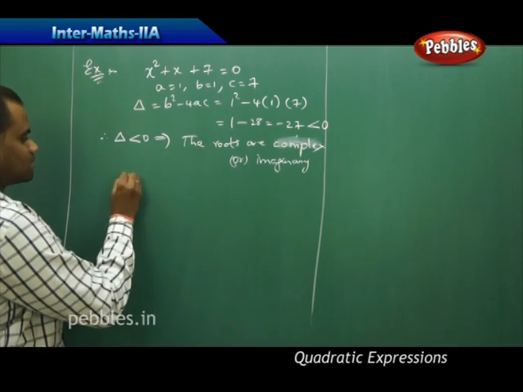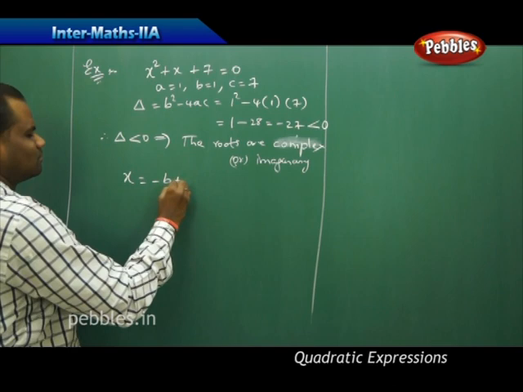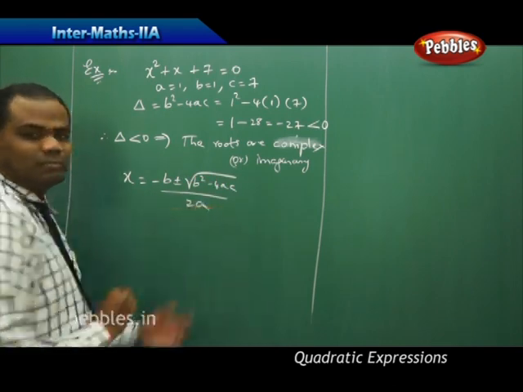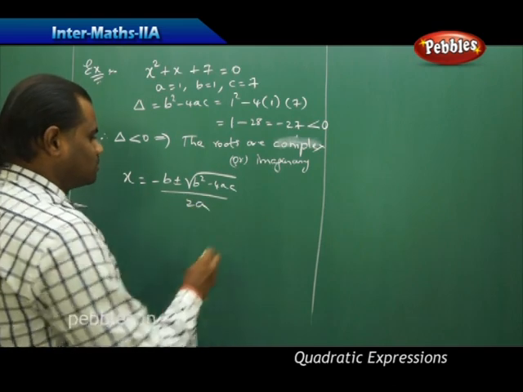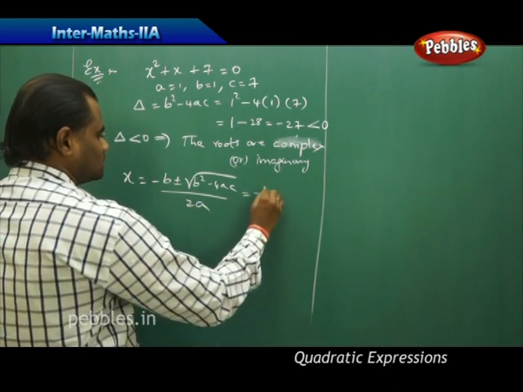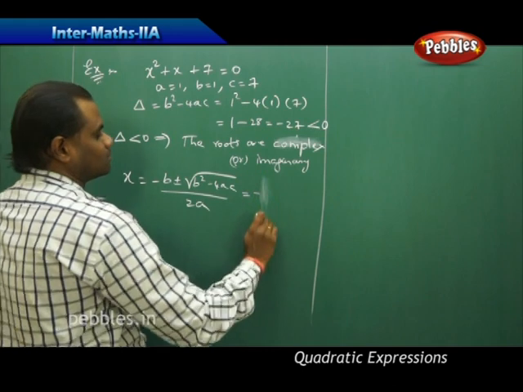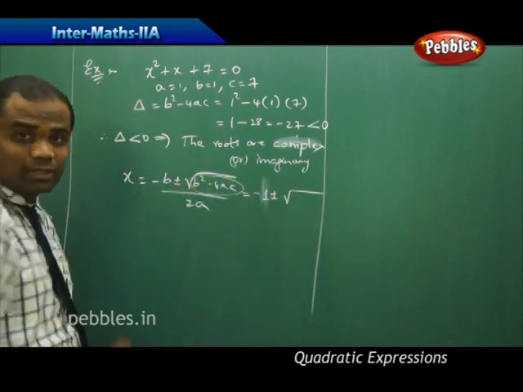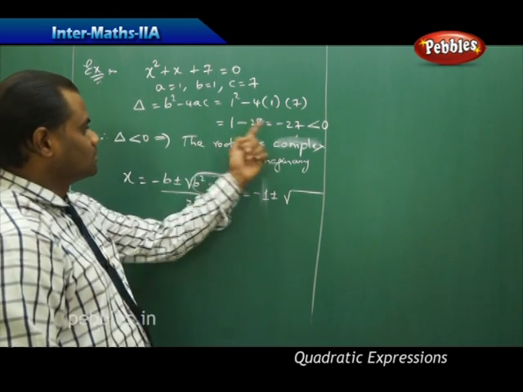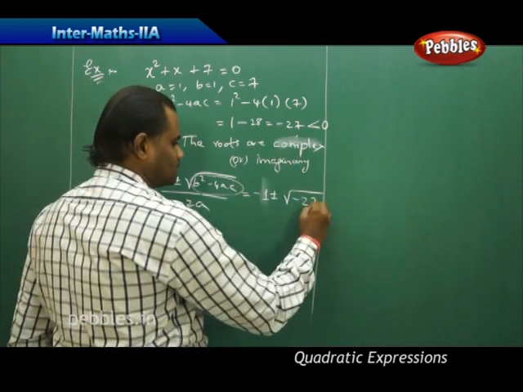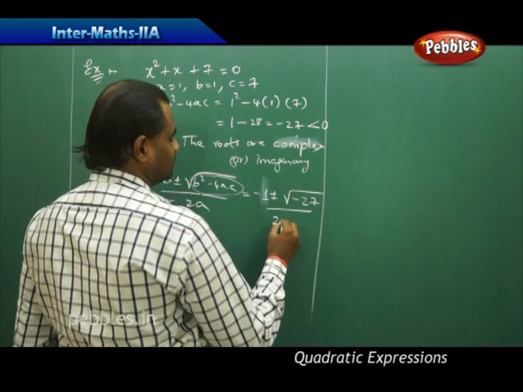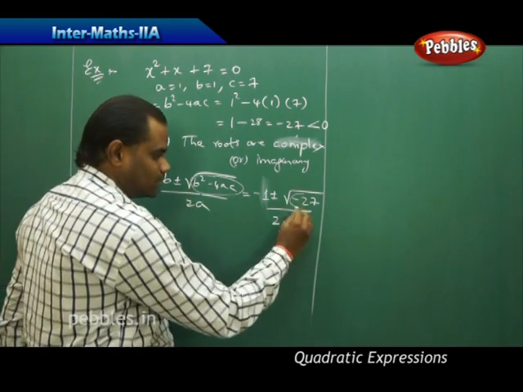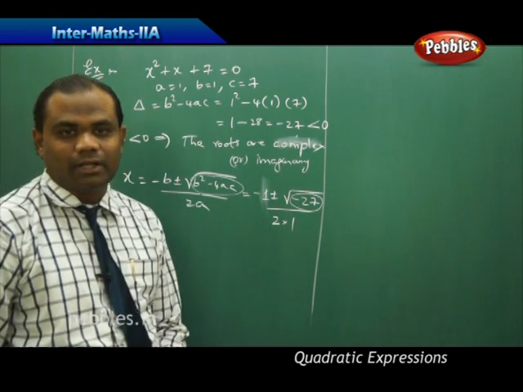So for example, I substitute in the formula minus b plus or minus this by 2a. Then I have this minus b, which gives me minus 1 plus or minus root of this entirely being equal to delta, which gives me the value as negative 27 by 2 times a, which is 1. Thus, the root of a negative number cannot give a real value.